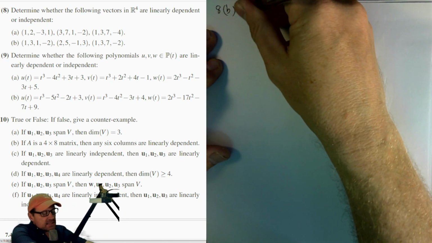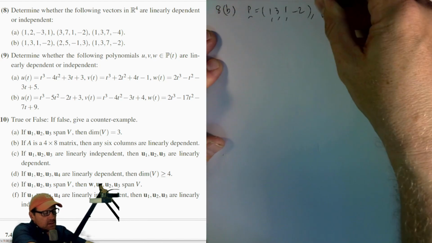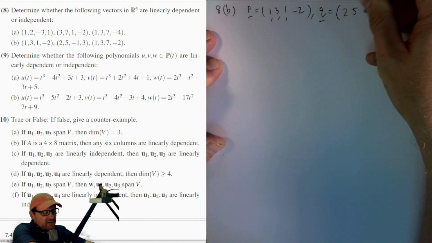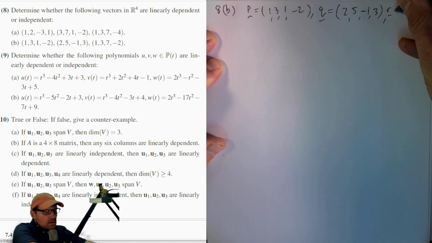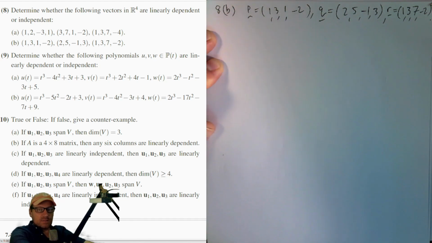So this time, let's let P be equal to 1, 3, 1, minus 2, Q be equal to 2, 5, minus 1, 3, and R be equal to 1, 3, 7, minus 2. Okay, are these three vectors linearly dependent or independent in 4 space?